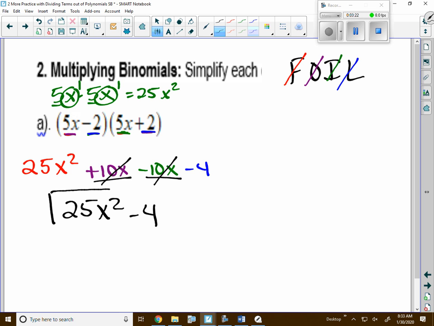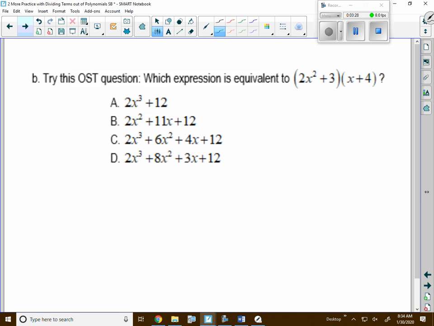Okay, I know I went through that one slowly, but I know we're getting better at FOIL. We're working on it. All right, this is an OST question. So this is taken from an OST. Which expression is equivalent to 2x squared plus 3 times x plus 4? How would you solve this? FOIL. Okay, I'm going to let you see if you can FOIL this one by yourself. So give it a shot.